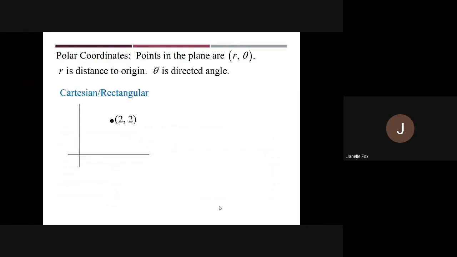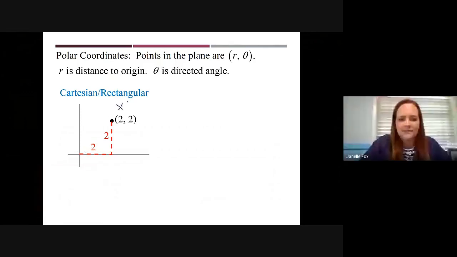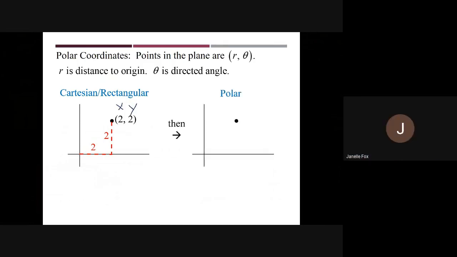So in Cartesian coordinates, maybe we could consider this point like 2, 2. From a Cartesian perspective, it means we would go 2 to the right, and then we would go 2 up. The 2, 2 means it's an x coordinate and a y coordinate. This is our x, in Cartesian, and this is our y. So now how does that same coordinate look if we're going to do it with polar?